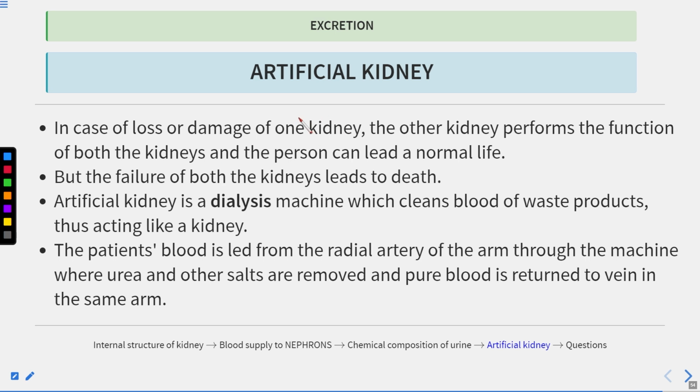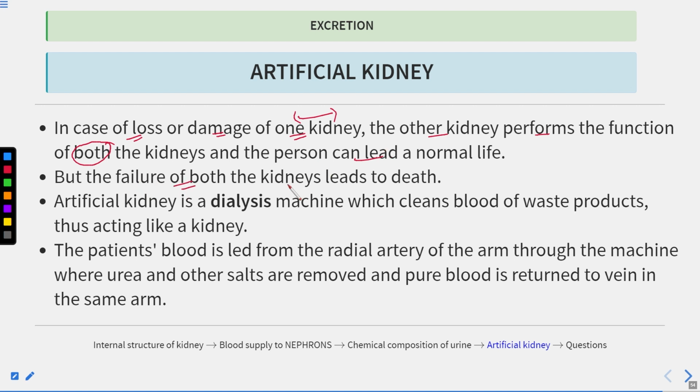Now, let's talk about the artificial kidney. We know about the internal structure of the kidney, about the human excretory system, and about the function of the kidney. Now, if a human loses a kidney, then what happens? Then we can replace that kidney; we can do a kidney transplant. So let's talk about the artificial kidney here. In the case of loss or damage of one kidney, the other kidney can perform the functions of both kidneys. So we only require one kidney. A human can survive with one kidney and the person can lead a normal life.